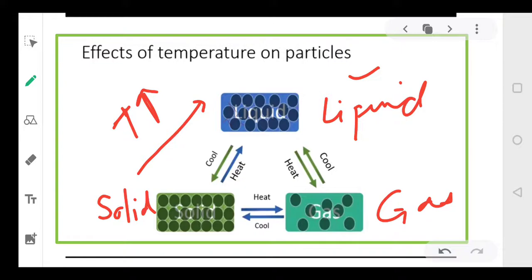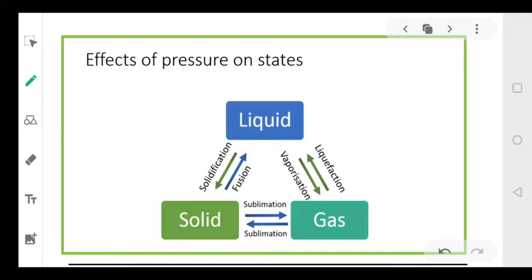लेकिन अगर हम टेम्परेचर को डिक्रीज़ करते हैं तो गैस विल चेंज इनटू लिक्विड एंड लिक्विड विल चेंज इनटू सॉलिड. ओके, क्लियर? तो टेम्परेचर इंक्रीज़ करने से सॉलिड इनटू लिक्विड इनटू गैस, और टेम्परेचर डिक्रीज़ करने से गैस इनटू लिक्विड इनटू सॉलिड. Now again we'll talk about the effect of pressure.